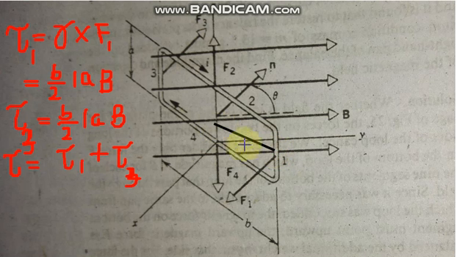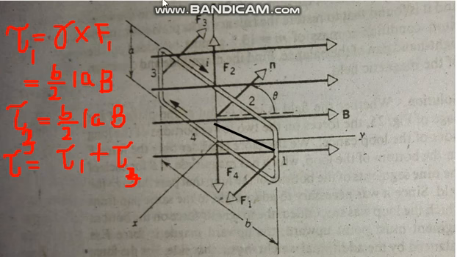This is our R. The length of this whole side is capital B. This whole side has a length equal to small b, and this is half of that b, so we will write R equal to b by 2. And what is the force acting on this line segment? It is F1, and it was calculated in the last part as IAB.